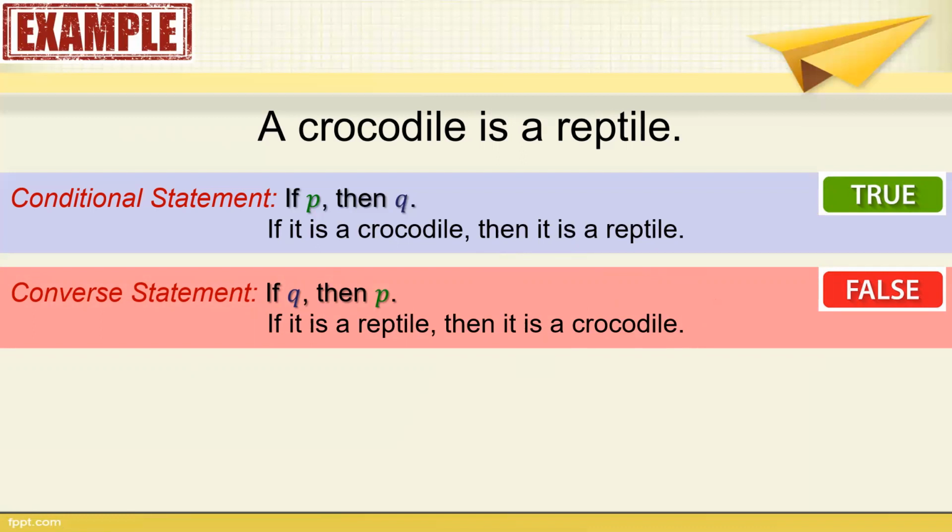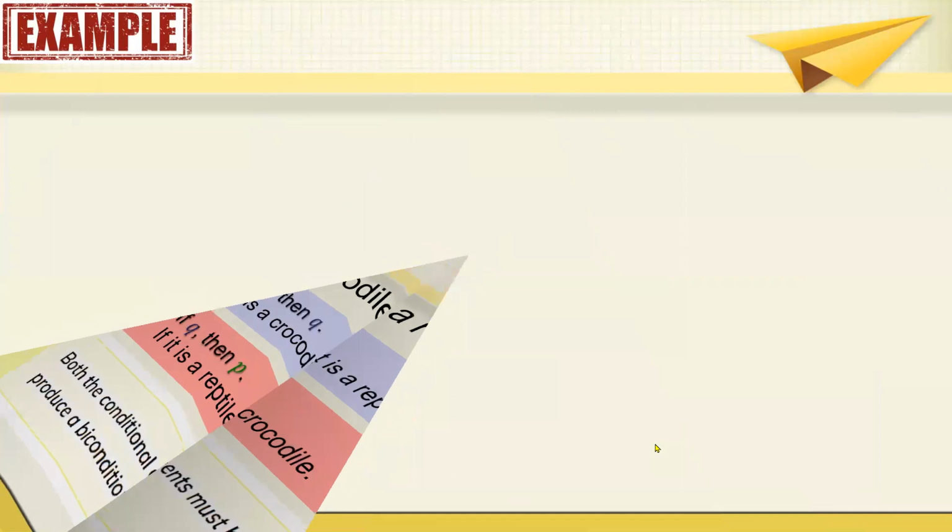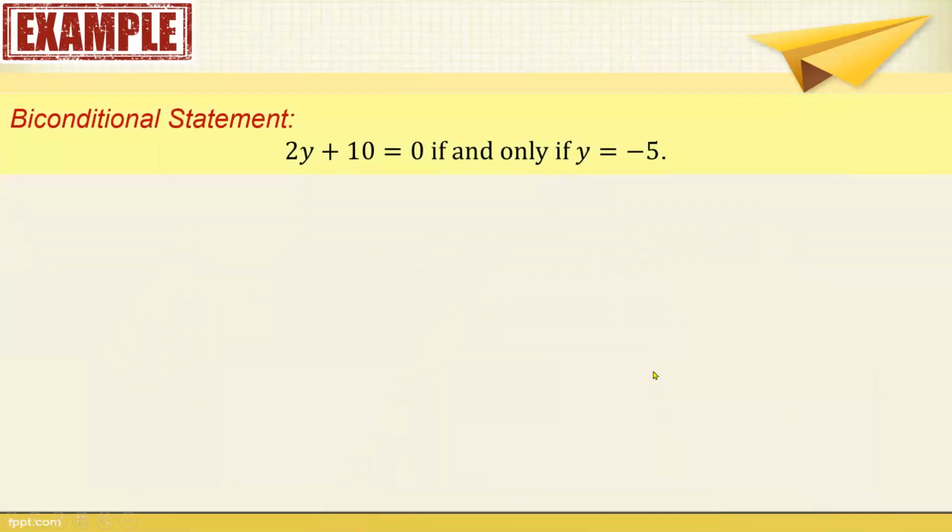Okay, so in this case, we can't have our biconditional statement kasi hindi na true nung converse statement mo yung statement niya. So, dapat, di ba, parehong true siya. So, in that case, wala tayong biconditional dyan. Okay. So, next example. So, ngayon dito, given naman ang biconditional, kukunin natin ang conditional at ang converse statements.